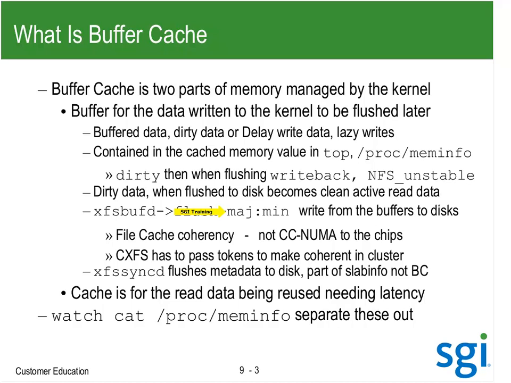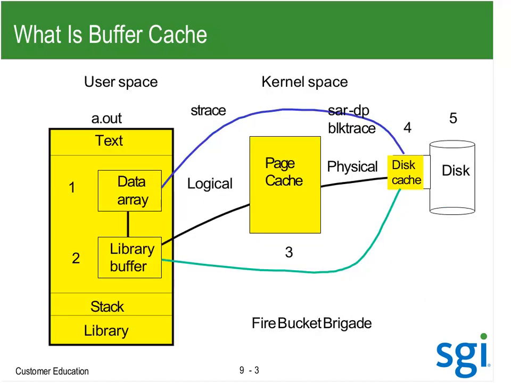So if PD flush was in a block congestion, it would fire up to 12 PD flushes, and if they got idle, then they would go away. So you'd actually see PD flushes increase and decrease. Again, this whole flushing is for file coherency, not L1, L2 coherency. And XFS syncd is what flushes metadata to disk, but that's part of the slab, not part of the buffer cache. So we separated this out.